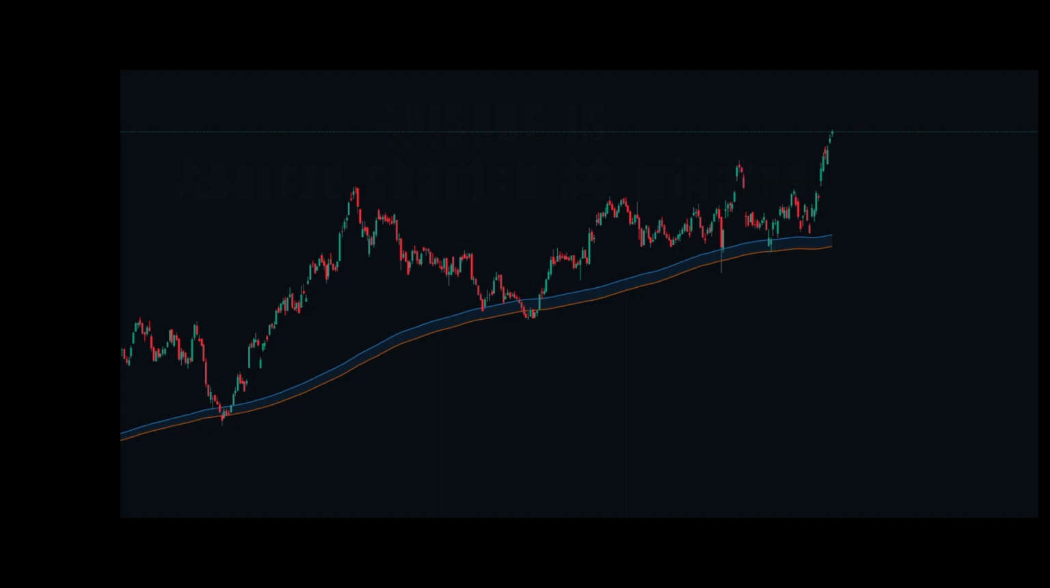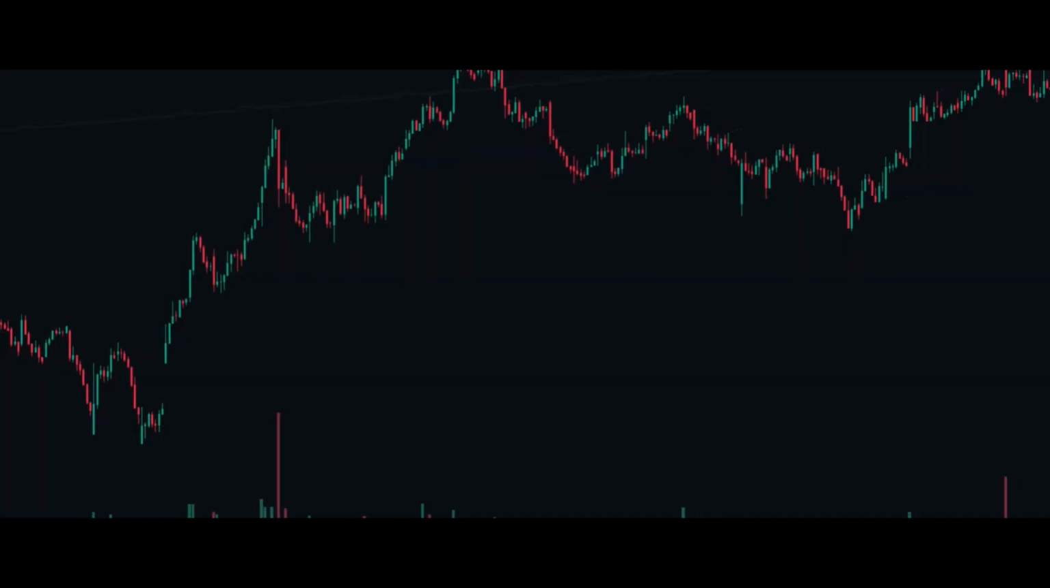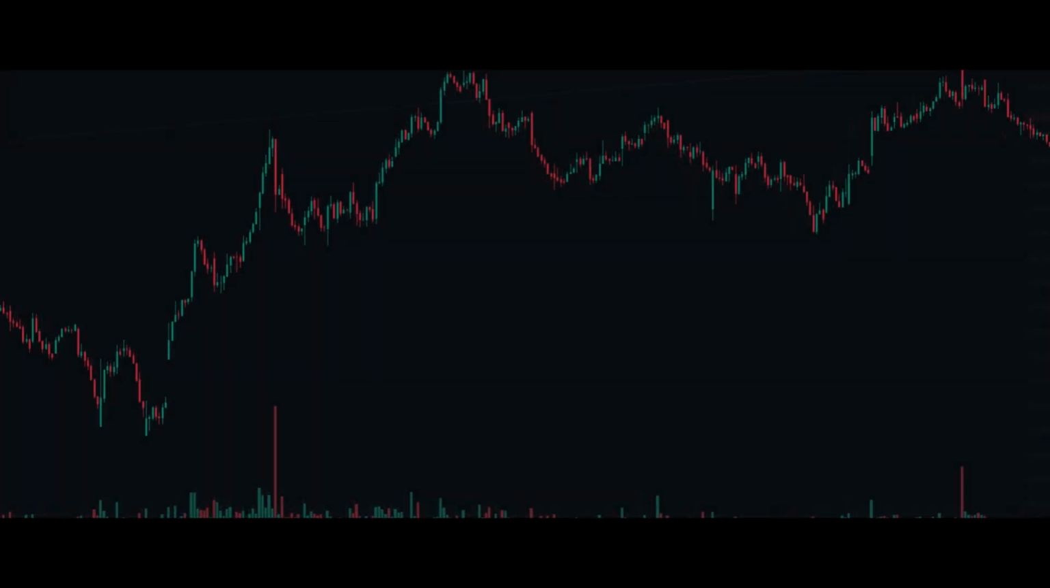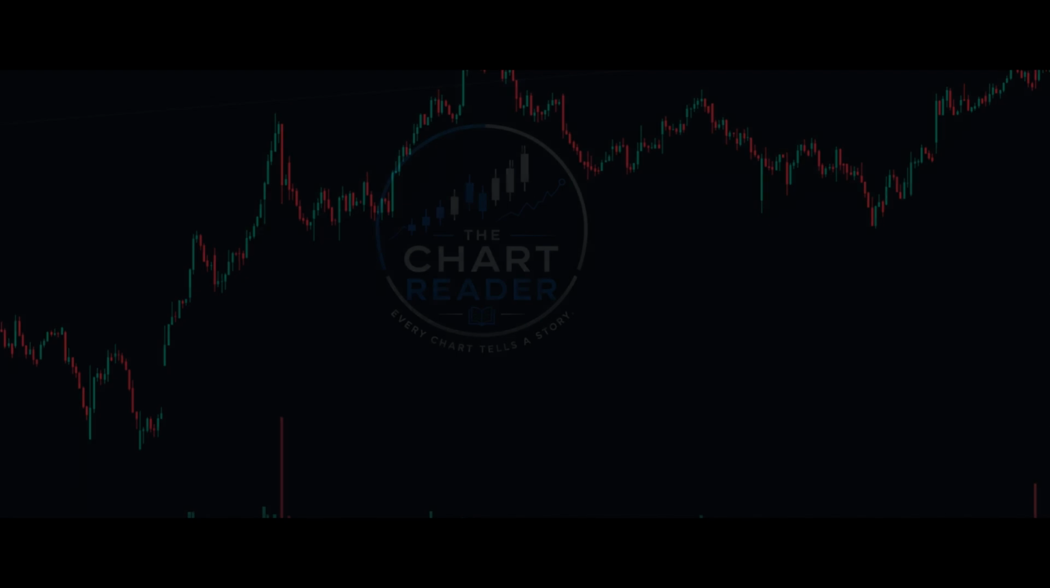Until then, read the chart. Understand the story. Remember, indicators can help you make decisions, but price will tell you the story.